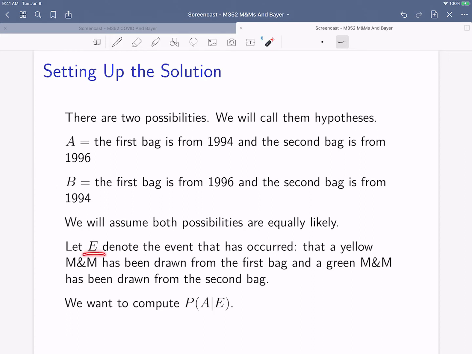Let E denote the event that has occurred, that is, the choosing of the M&Ms. The yellow M&M was drawn from the first bag, and a green M&M was drawn from the second bag. What we want to know is what's the probability that hypothesis A is true given how we drew our M&Ms. So that's this conditional probability.